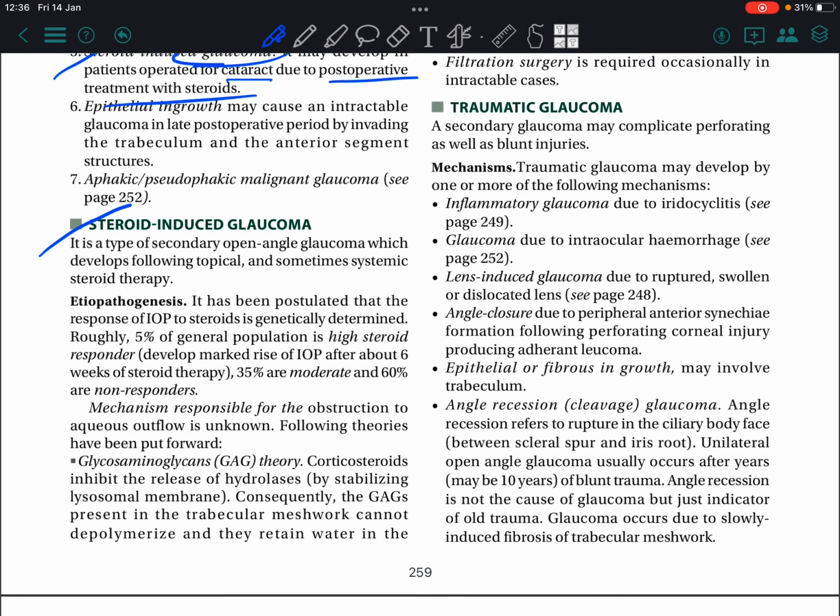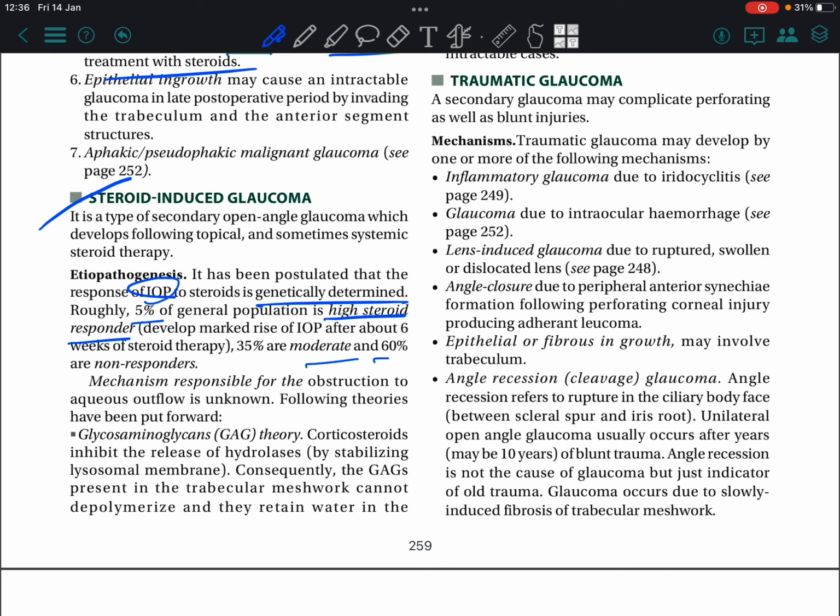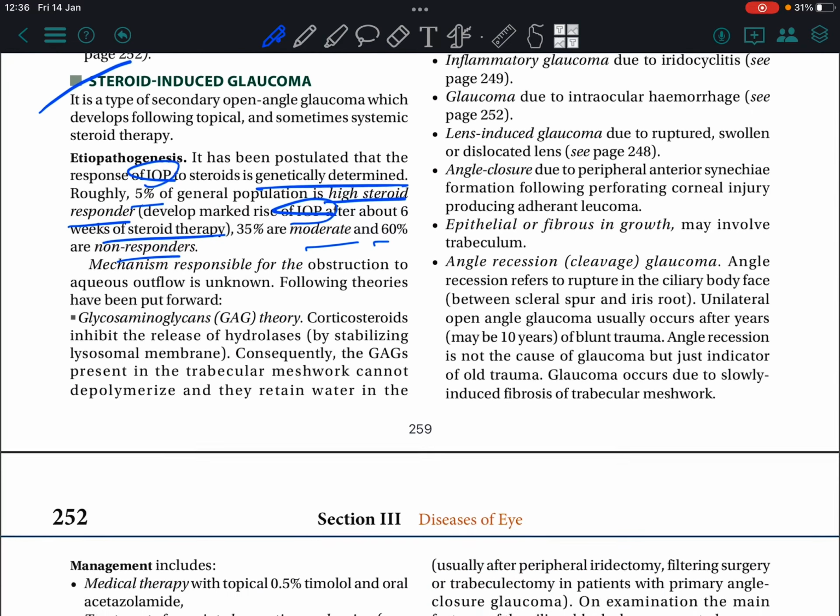Steroid-induced glaucoma. It has been postulated that the response of IOP to steroids is genetically determined. Roughly 5% of the general population are high steroid responders, 35% moderate, and 60% non-responders. In high responders, the rise of IOP after 6 weeks of steroid therapy is marked.